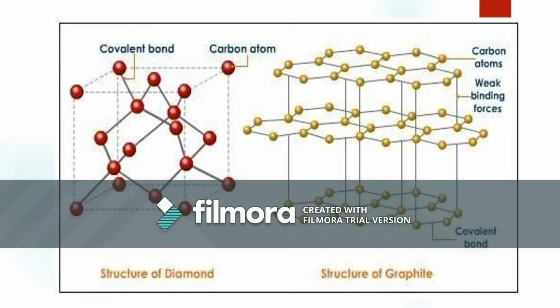But diamond is strongly bonded by covalent bonds. It is very hard, extremely hard, but graphite is slippery. So this is a certain aspect if you consider the solid structure.